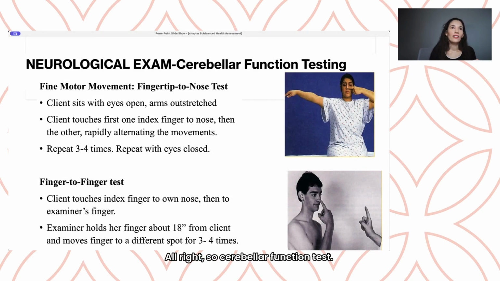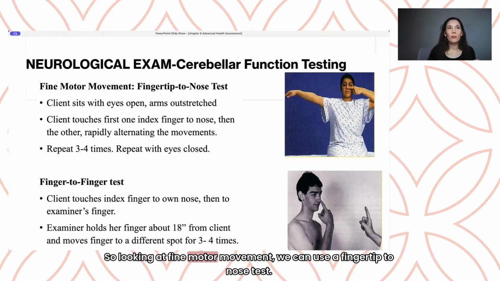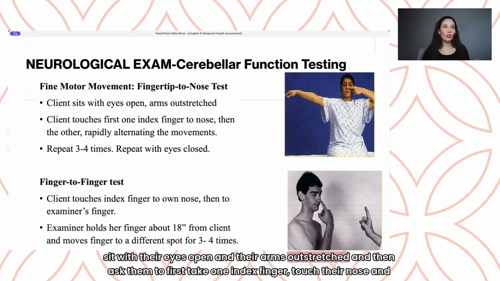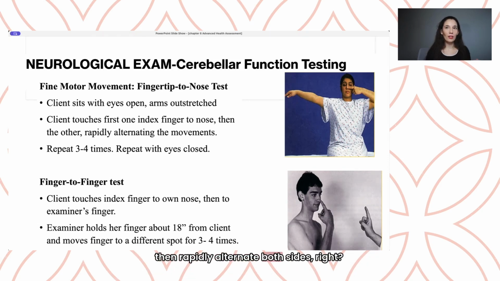All right, so cerebellar function tests. Looking at fine motor movement, we can use a fingertip to nose test. We can have them sit with their eyes open and their arms outstretched, and then ask them to take one index finger, touch their nose, and then rapidly alternate both sides. So you can see the picture there. And we have them repeat with their eyes closed.